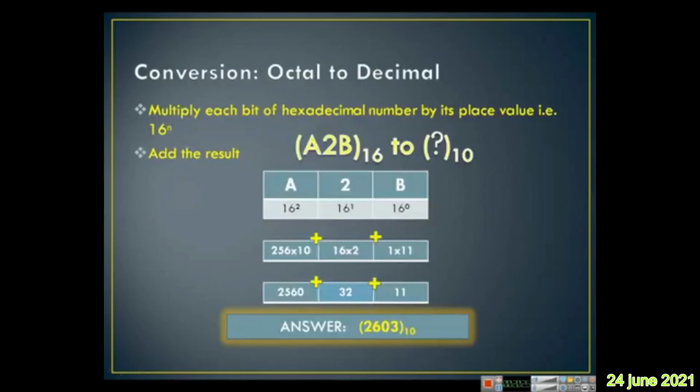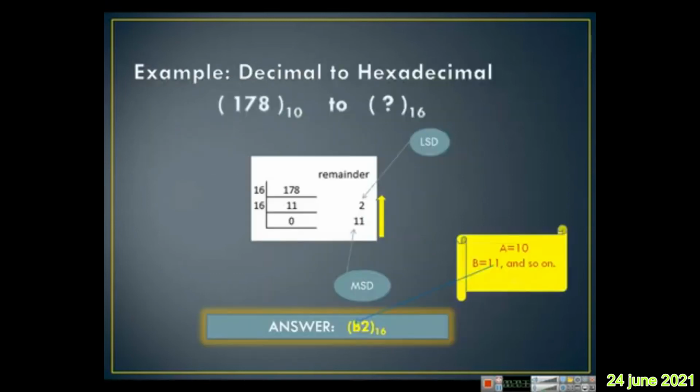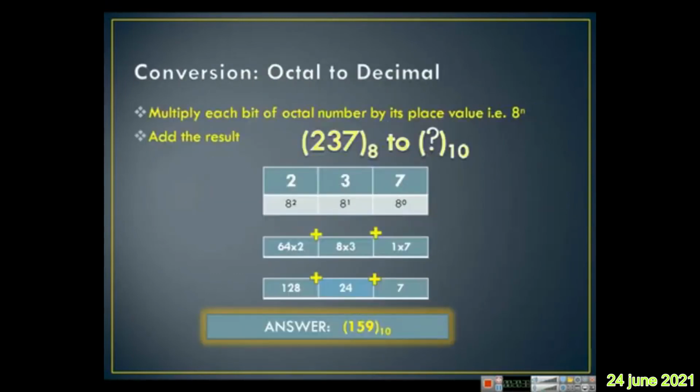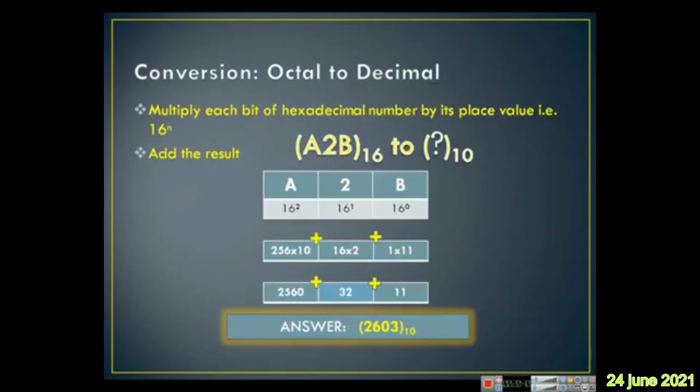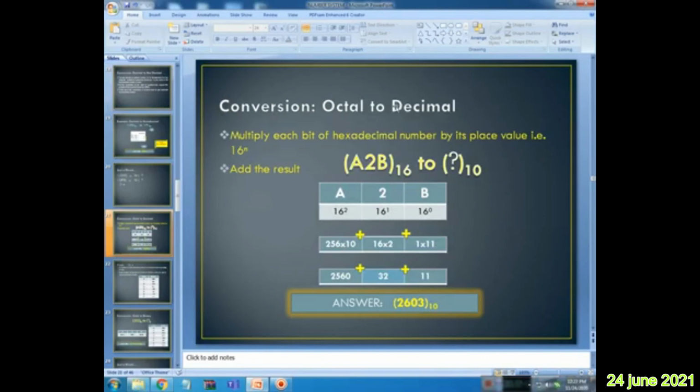Now, intermediate conversion. You can convert a number from one system to any other number system. Octal to decimal, if I want to go back. Octal to decimal, we have already done that here. Some more examples are there. Oh, here is the mistake. It is not octal to decimal.